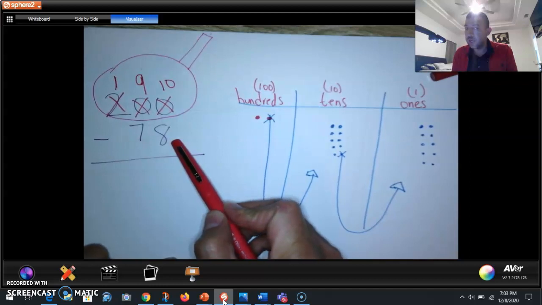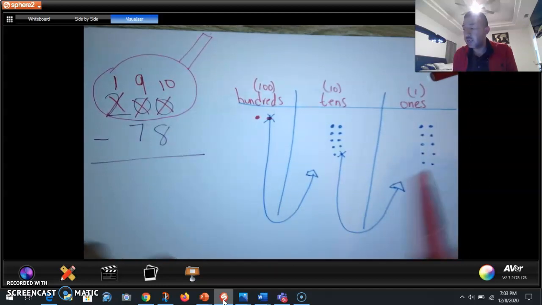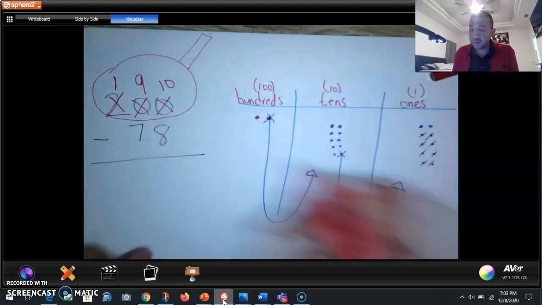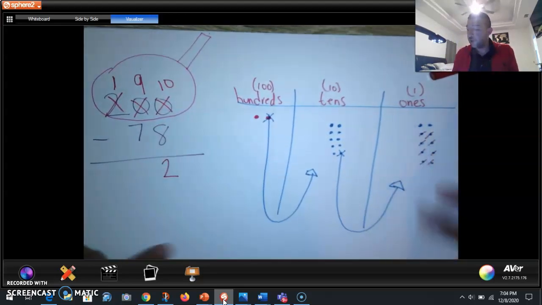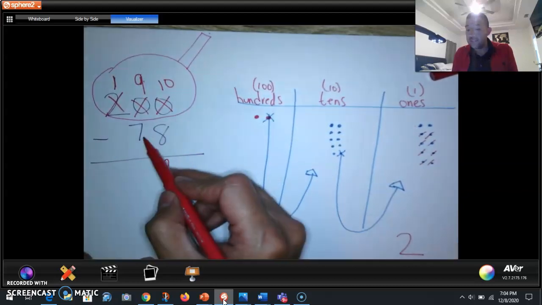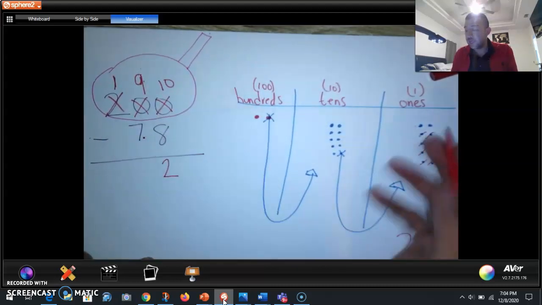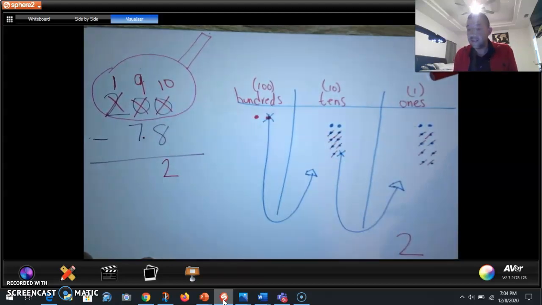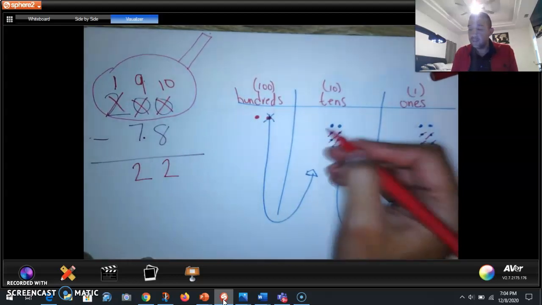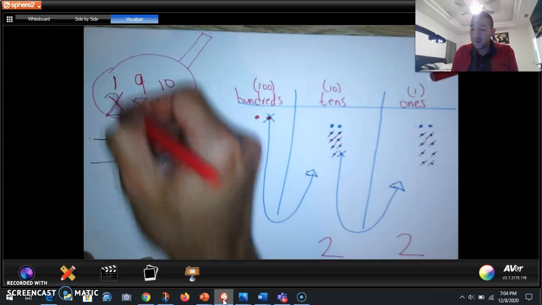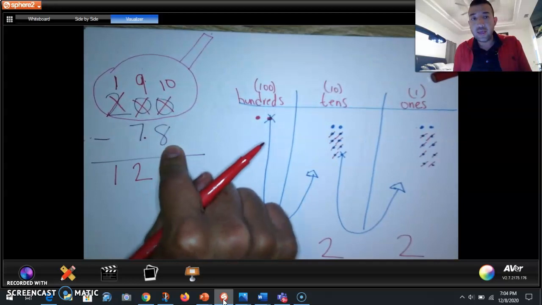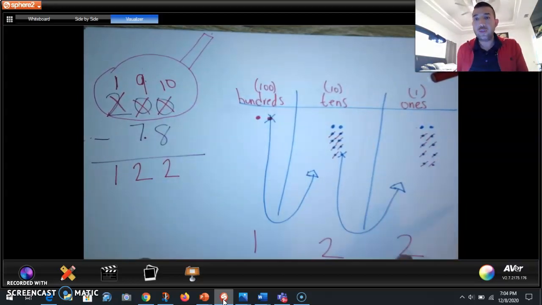Now we can subtract 10 minus 8. Can we subtract 10 minus 8? Yes, we can, right? So let's take away 8. 1, 2, 3, 4, 5, 6, 7, 8. So we know that 10 minus 8 equals 2. Now 9 minus 7. The problem from the tens is 9 minus 7. So let's take away 7. 1, 2, 3, 4, 5, 6, 7. What's 9 minus 7? 2, right? We have 2 tens. 100 comes down. So my answer for 200 minus 78 is 122.